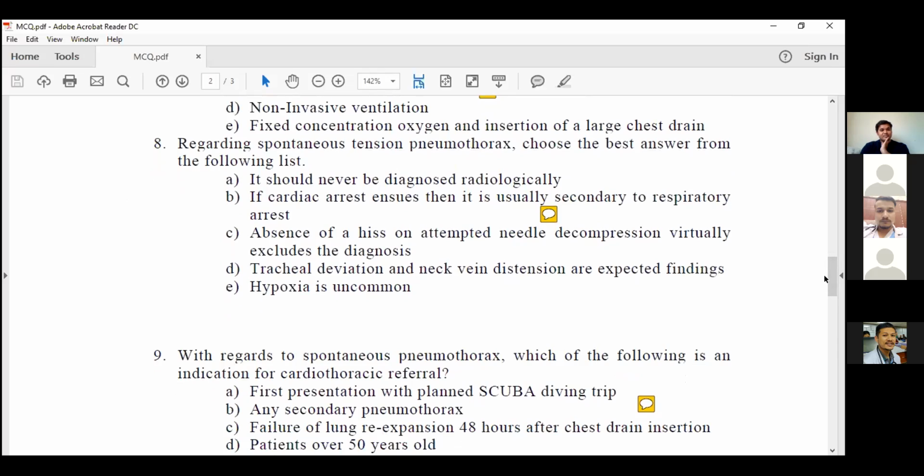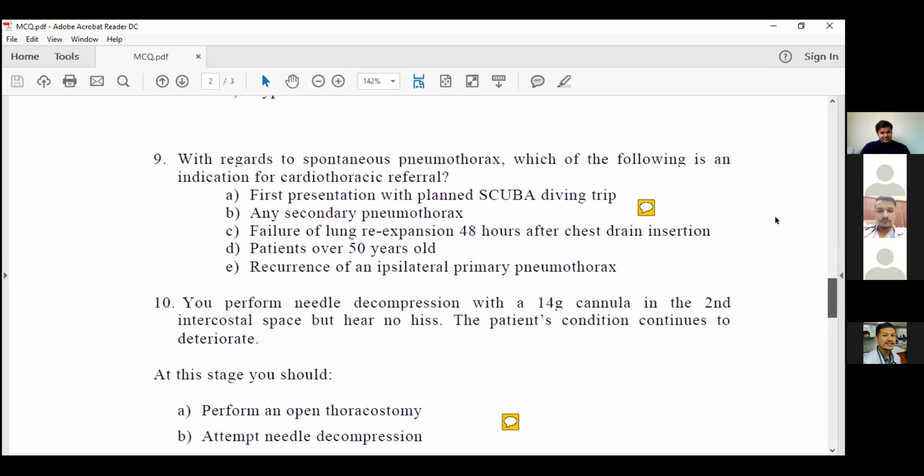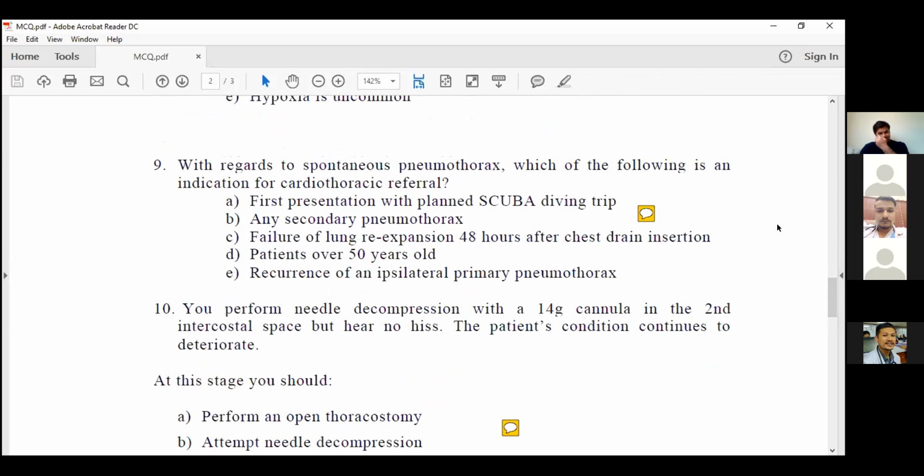B. So it's the best answer. If cardiac arrest ensues, then it is usually secondary to respiratory arrest. This is the case of tension pneumothorax. This is also correct, but this is the best option here. Sometimes CT is very necessary to know about tension pneumothorax because in 25% of cases the clinical signs and symptoms are not apparent.